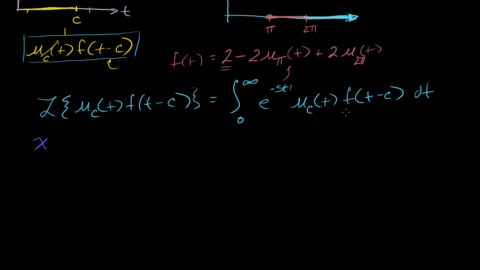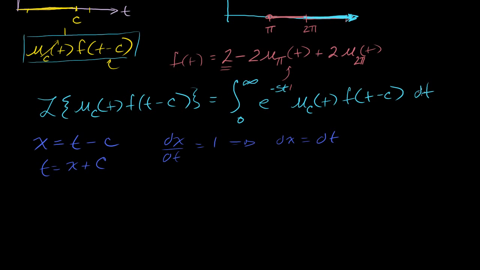Let's make a substitution. Let's say that x is equal to t minus c. Or if we added c to both sides, we could say that t is equal to x plus c. Let's see what happens to our substitution. And also, if we took the derivative of both sides of this, you would get dx with respect to dt equal to 1. c is just a constant. And if you multiplied both sides by dt, you get dx is equal to dt. And that's a nice substitution.